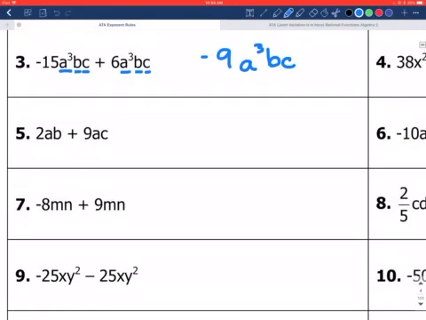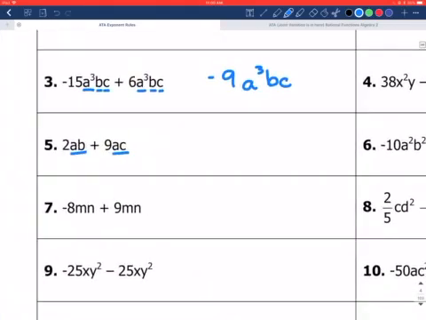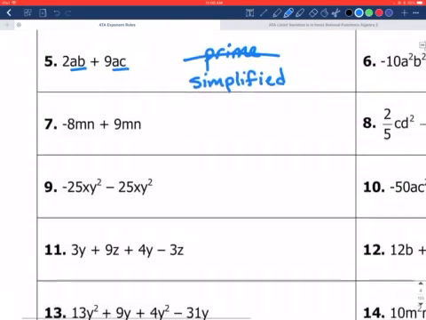Now look at number 5. We have AB and we have AC. We cannot combine these terms because our variables and the exponents must be the same. They are not the same. So this is what we would consider prime, or you can just leave it, right? So for this one, you can just put prime as in it is finished, or more simplified, I guess would be the better word. Prime is more when you're talking about factoring, which we will get to eventually, but not right now. Simplified is more the better word.